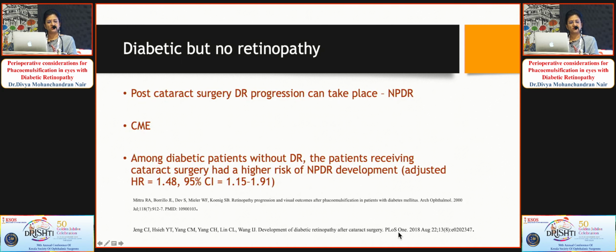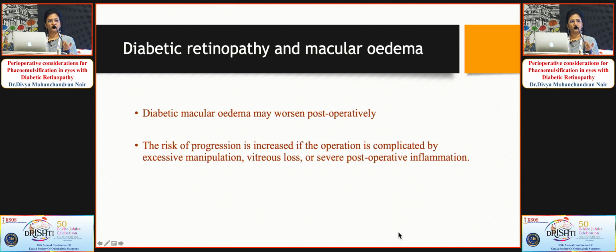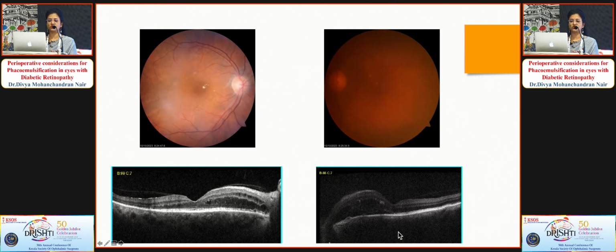When there is diabetes but no retinopathy, even then, progression has been noted after cataract surgery. So here it is very important to follow up and dilate and see the fundus after 3 months or 6 months when the patient comes for follow-up, even though he may be having 6/6 vision, as there might be a diabetic retinopathy progression happening. And of course, when there is macular edema with diabetic retinopathy, diabetic macular edema worsens post-operatively, and the risk of post-operative progression is more if there is more manipulation, vitreous loss, or inflammation.